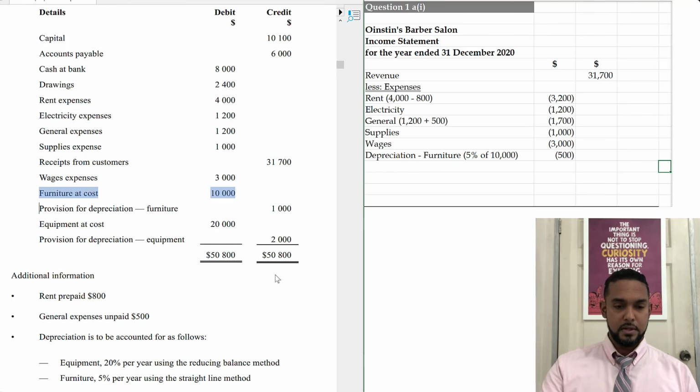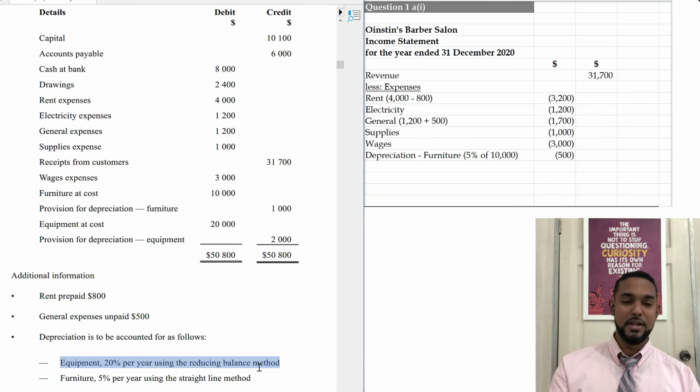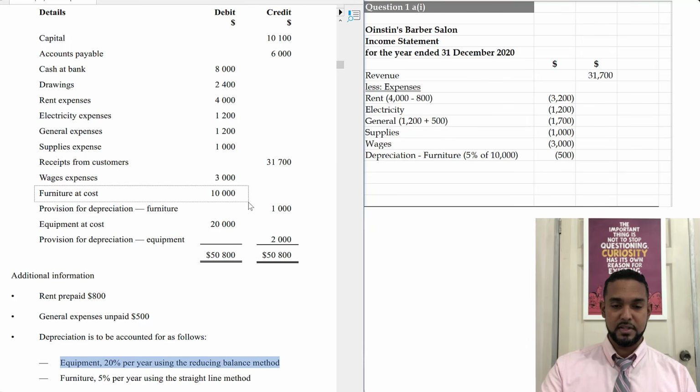Okay. Now, the equipment is being depreciated using the reducing balance method. There's one subtle, albeit important and significant, difference between the calculation for straight line and reducing balance method. For the straight line, we multiply the percentage by the cost of the asset. But for the reducing balance method, we have to multiply it by what we call the net book value.